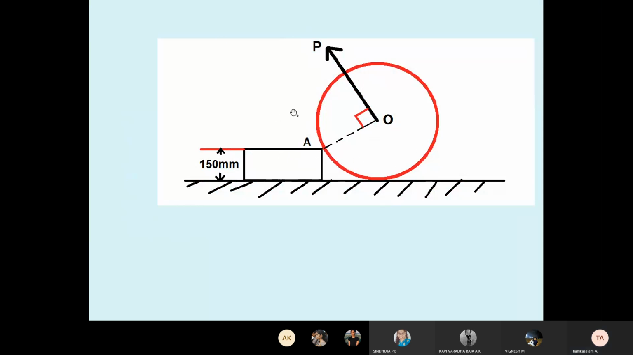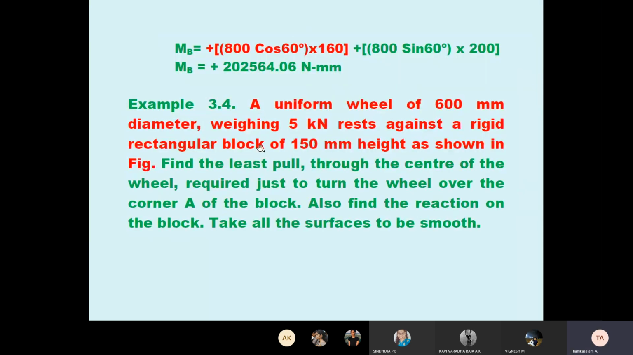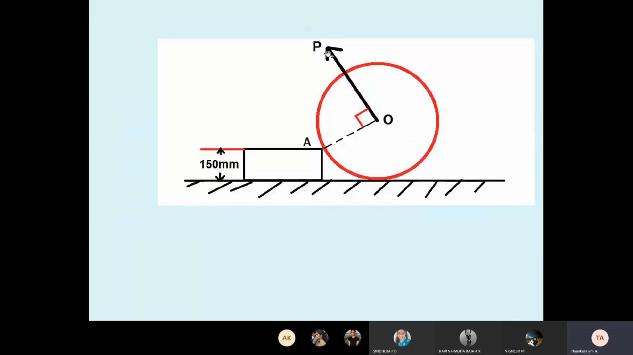Okay, what they asked in the question: find the least pull. What is the P value? Also find the reaction on the block. So they asked what is the P value, and what is RA? This is the given diagram, but as per the statement, when turning, the wheel is in contact at A only, not at the surface. So the diameter of the wheel is 600 mm. Therefore, what is the radius? 300 mm. Students, 300 mm radius.